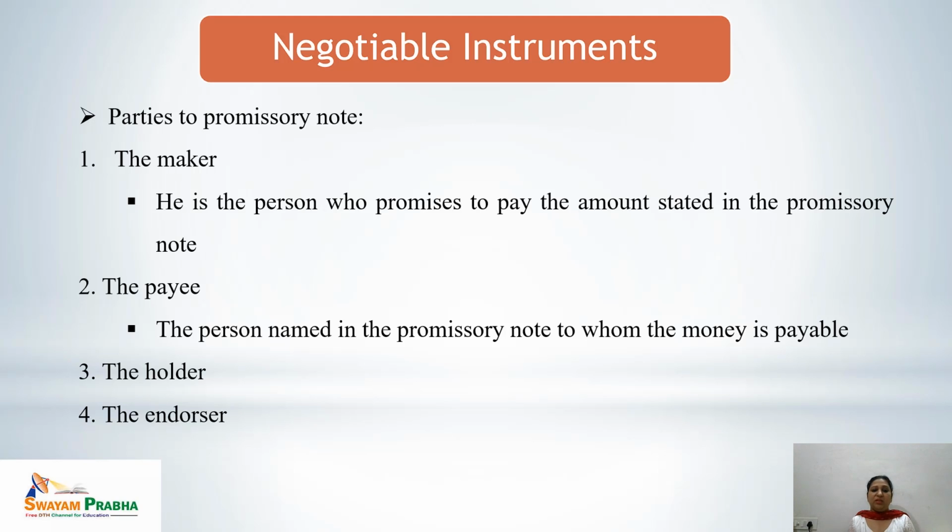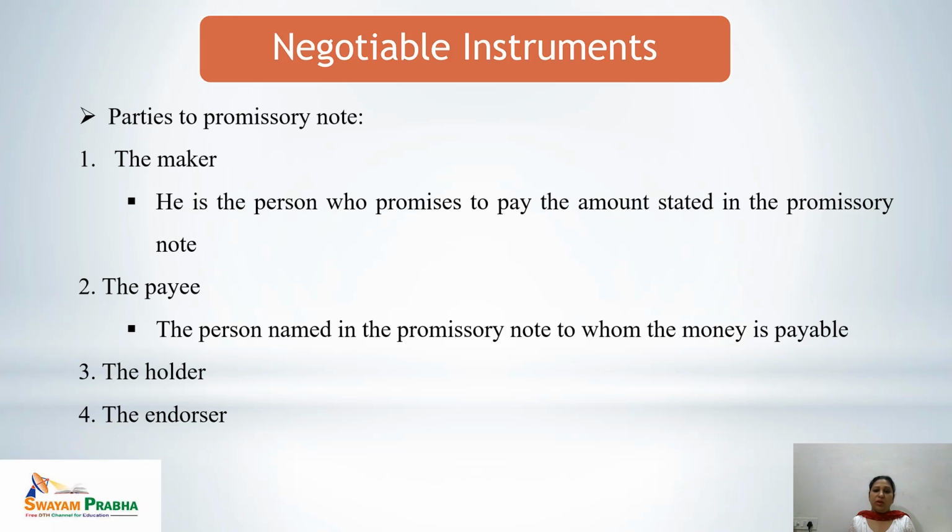Next is the payee, the person named in the promissory note to whom the money is payable. So in a promissory note there should be at least two parties, the maker and the payee. Both of the parties may not be the same. The person to whom the payment is to be made, whose name is mentioned in the promissory note, is known as the payee.